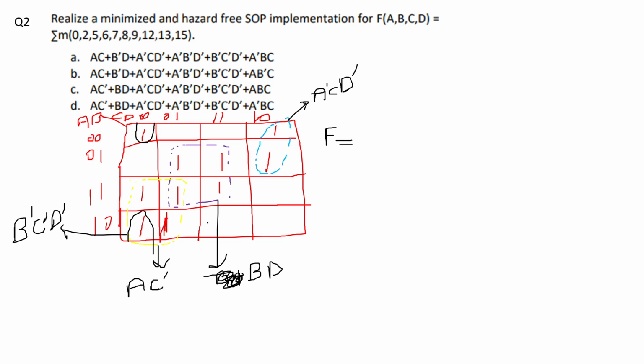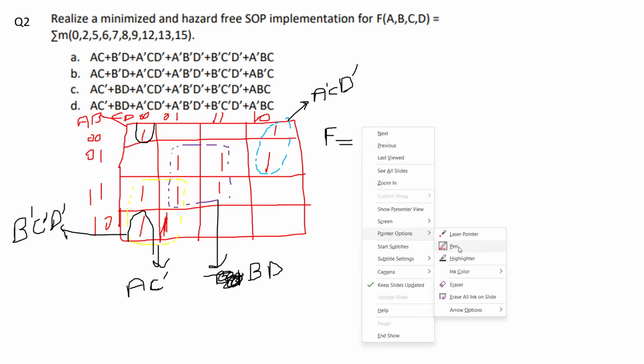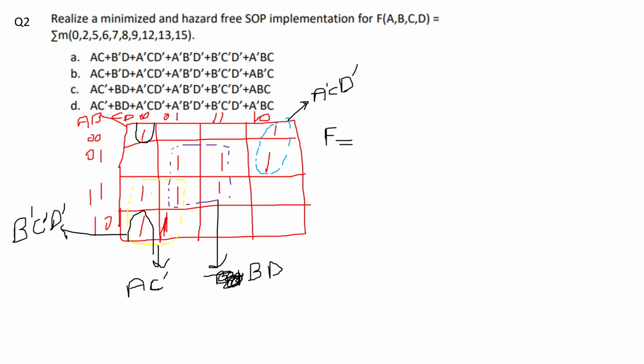So if we were asked to find the minimized expression, we would have gotten the sum of these. But since we are required to find the hazard free one, we'll check if any of the adjacent ones are not covered by a common group. So we'll look at them. Here we have these two adjacent ones, they are not covered by a common group, so we'll mark this.